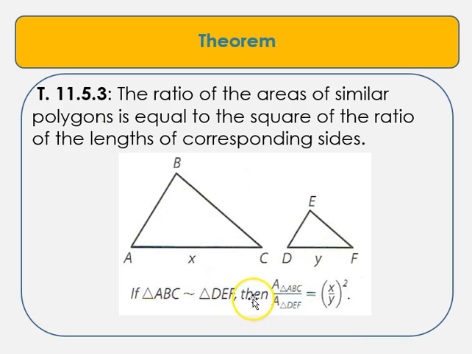Then we can set the larger triangle over the smaller triangle. We set the side length we know, which is x for the larger triangle, over the side length of the smaller triangle, which is y. They're corresponding sides, but instead of just leaving it x/y, we will now have (x/y) squared, because we're doing area, and our answers will always be in squares.